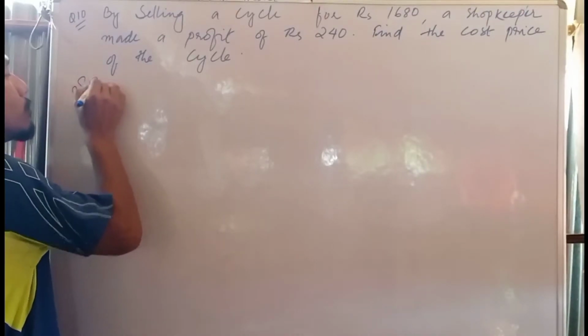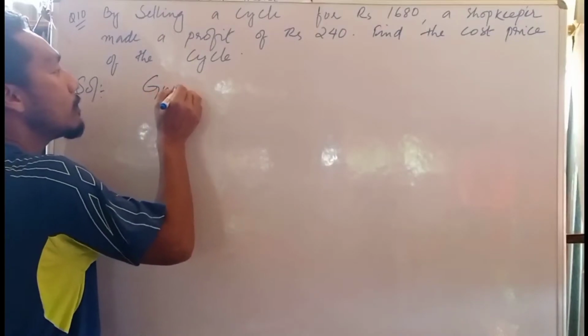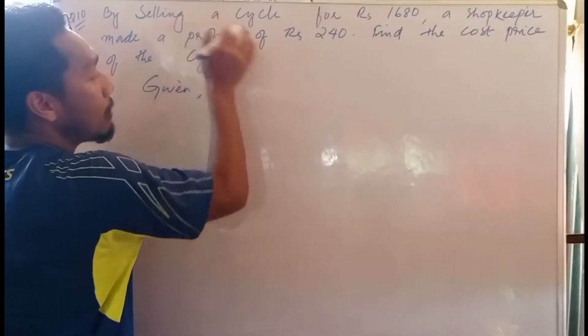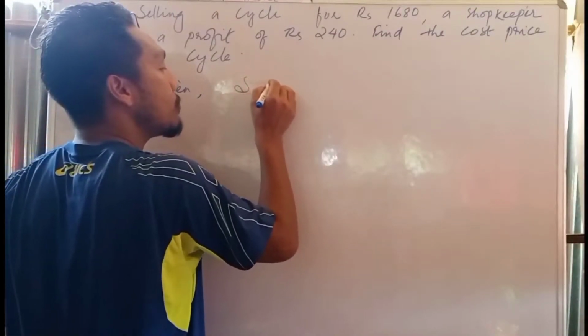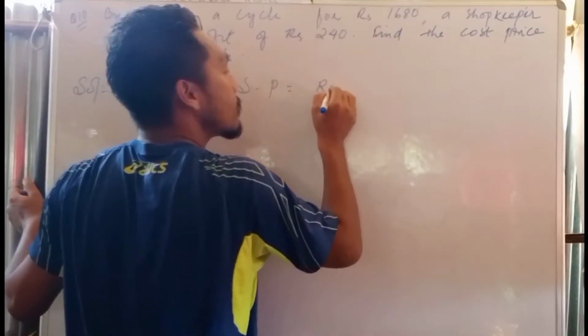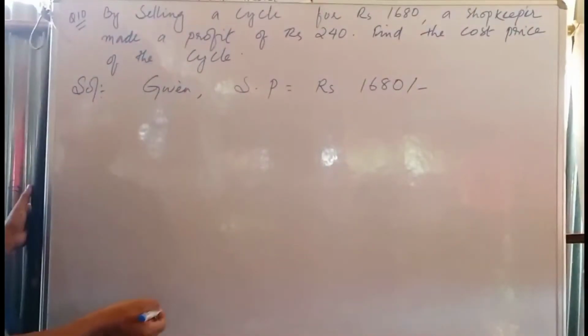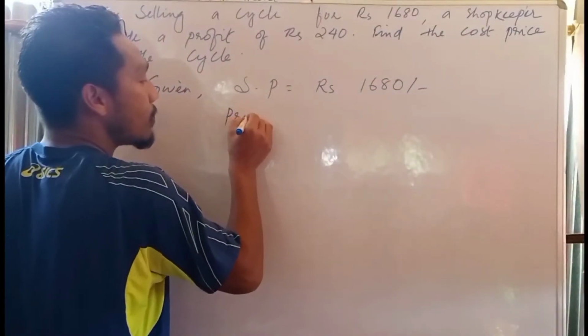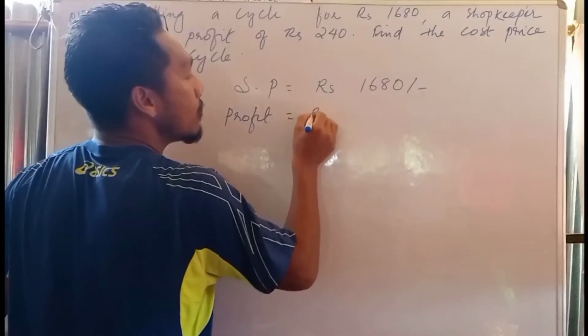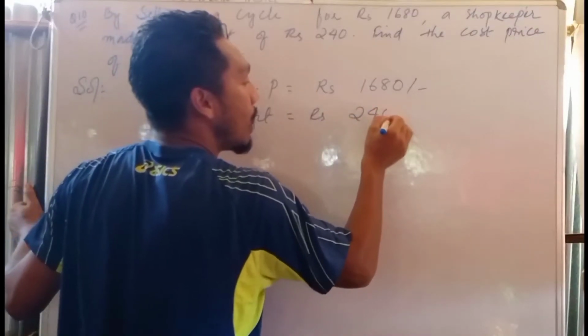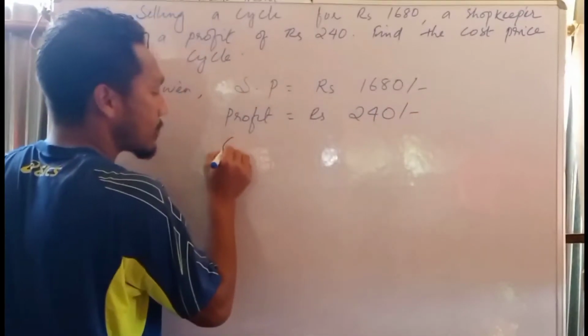So for the solution, you have to write out what is given. Selling price SP is already given. He has sold the cycle at 1680 rupees, and he has made a profit of rupees 240. Now you're asked to find what? Cost price, CP.